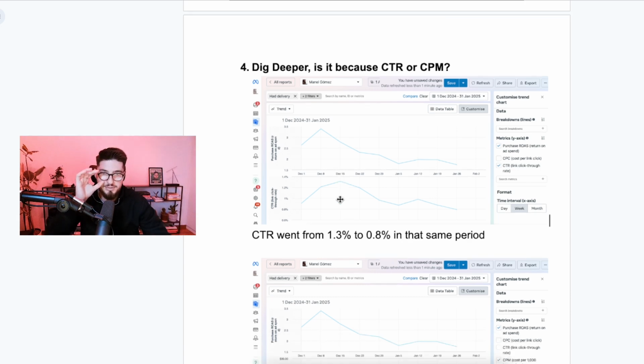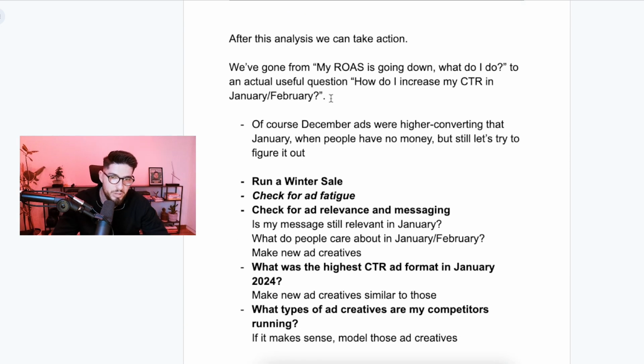Okay, let's fix the CTR. So, again, as I mentioned, we've gone from "my ROAS is going down, what do I do?" to an actual useful question: how do I increase my CTR in January and February? This is a good question. This is high quality because this has a solution.